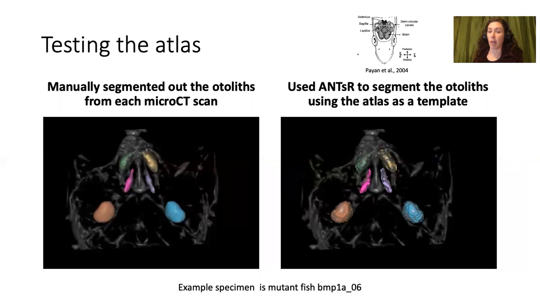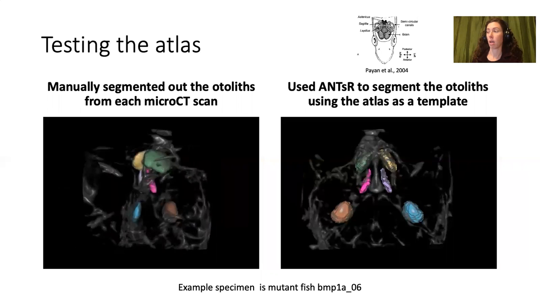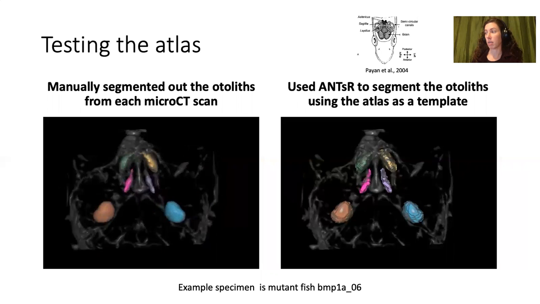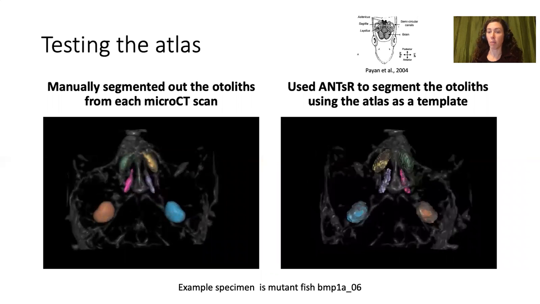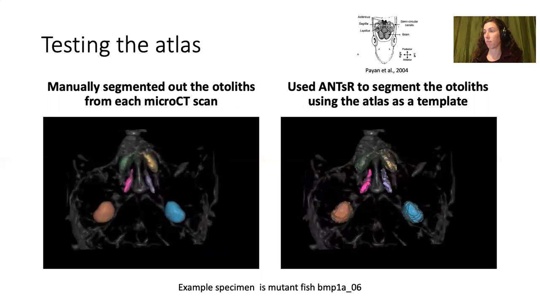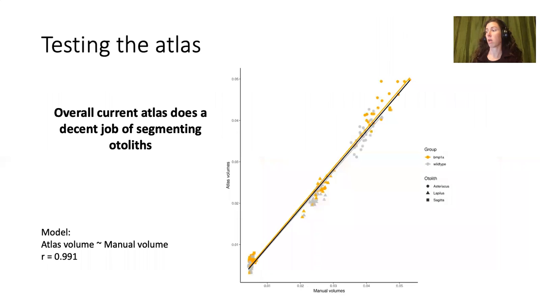We can see that both the manual and atlas segmentations do a pretty good job of isolating each otolith. And when we plot the volumes of the manual otoliths and the atlas otoliths that are segmented for each fish, we get a very strong correlation. This indicates that overall the atlas does a decent job of segmenting the otoliths.